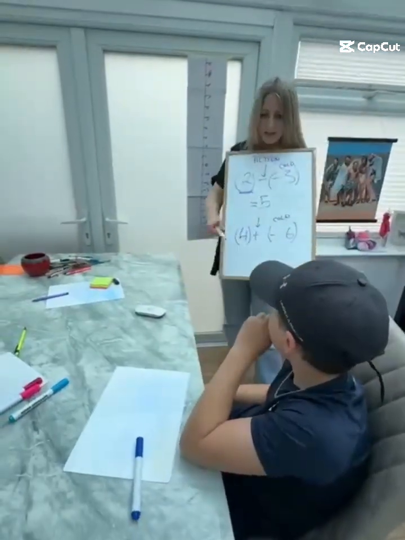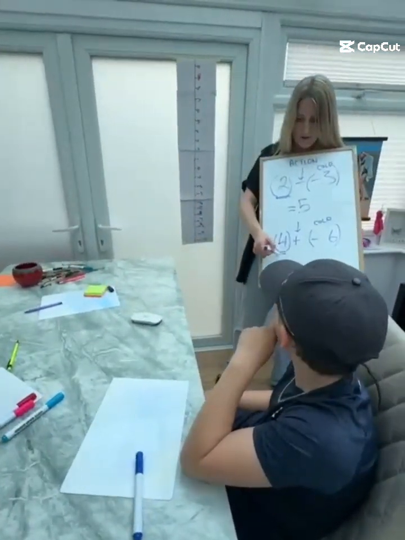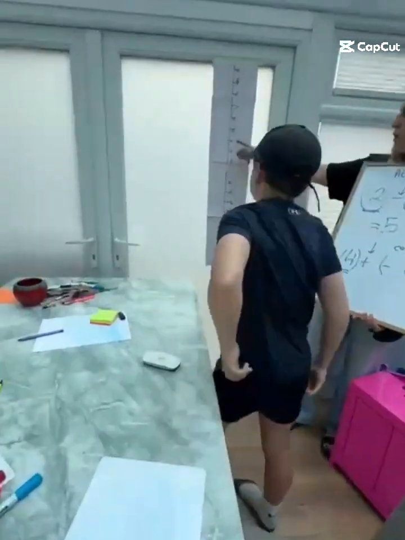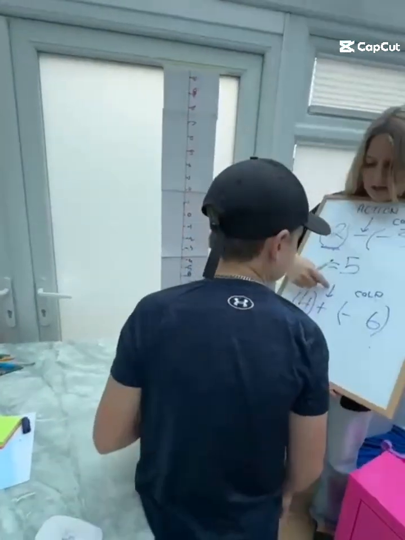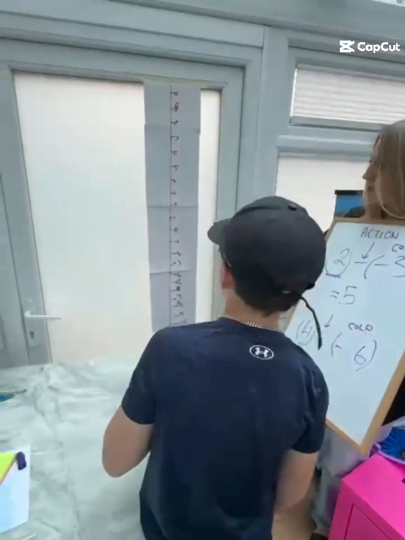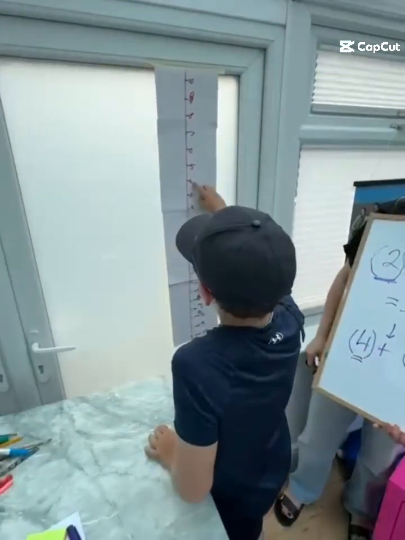So we know our starting number, Rocco, is? 4. Right, so come up here then. So there's 4. Yeah, and how many are we going up or down? Down. We're going down, and how many are we going down? 6. Brilliant. So start at 4 and go down 6. Where are you going to get to?